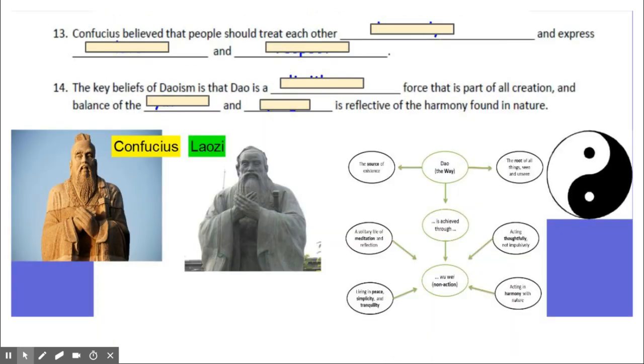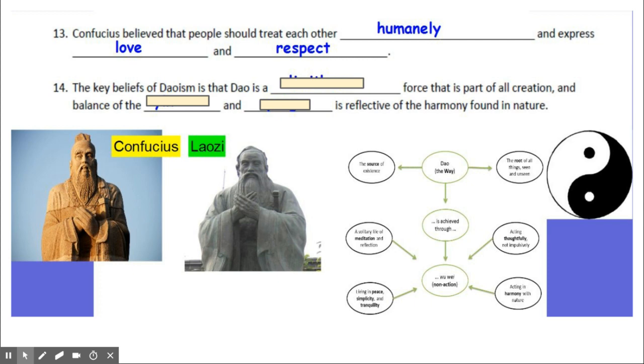When we talk about Confucianism and Taoism, we need to focus on that just a little bit. But Confucius is kind of the founder of Confucianism, and he believed that people should treat each other humanely and express love and respect to one another. And in a sense, the foundation of Confucianism is all about relationships and how you should treat each other in a variety of different relationships, like how a ruler treats their subject, or how a father treats their son, or how an older sibling treats their younger sibling.